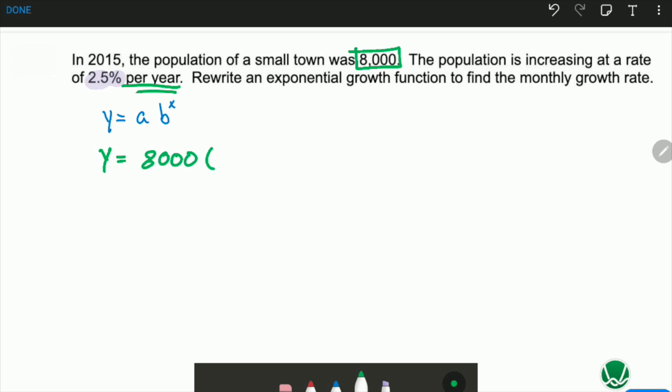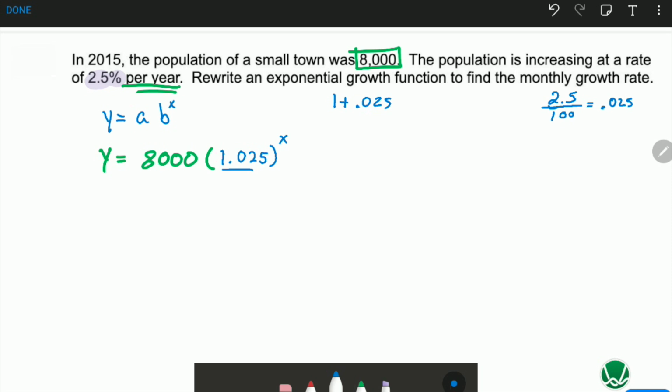times, this is a growth function, so the actual growth factor will be 1 plus our growth rate, which is 2.5% as a decimal. 2.5% is divided by 100, or move the decimal place over 2 spaces, 0.025. So our growth factor is 1.025 to the power of x.